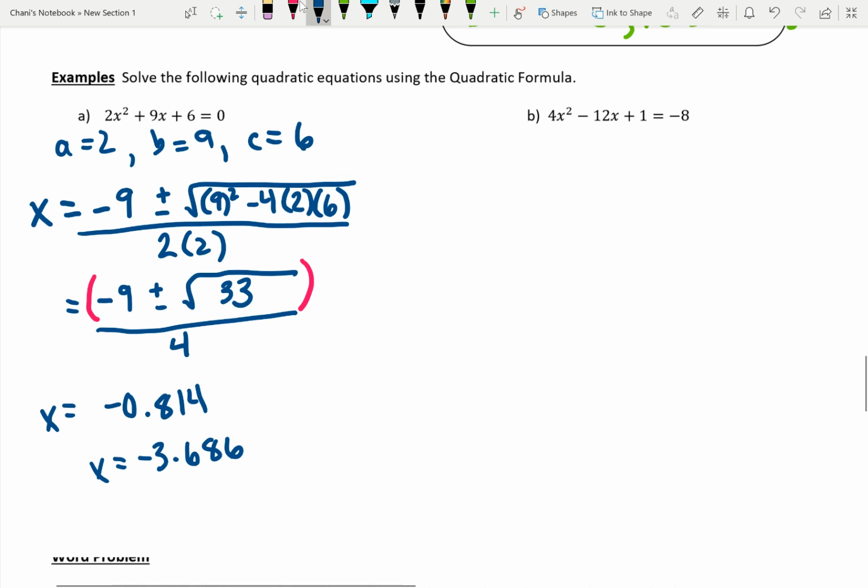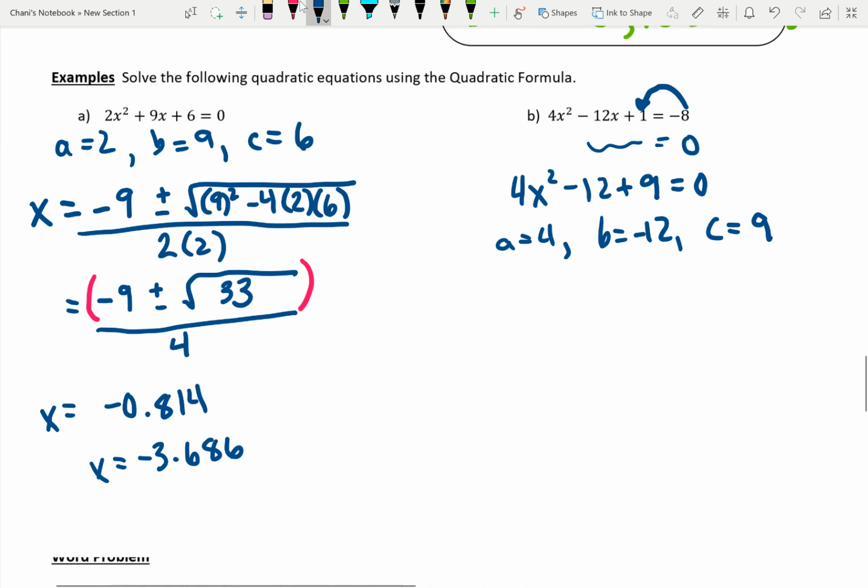Here we have a little bit of an extra trick because notice that we don't have a quadratic equaling 0. We need to move this 8 to the other side in order to make that work. So we get 4x squared minus 12x plus 9 equals 0 because 1 plus 8 is 9. So now our a is 4, our b is negative 12, and our c is 9. I do encourage you to pause the video and try to do this on your own and then come back to the video to see if you did it right.